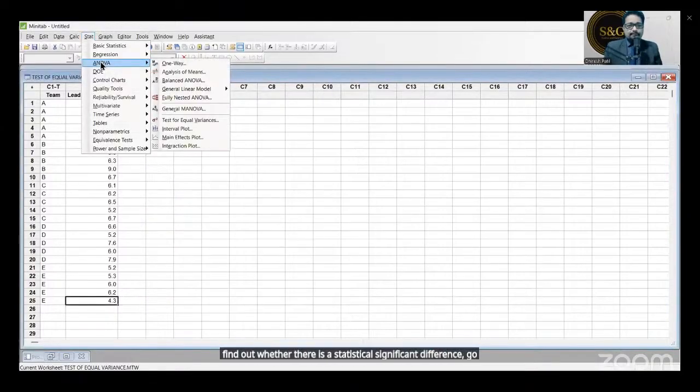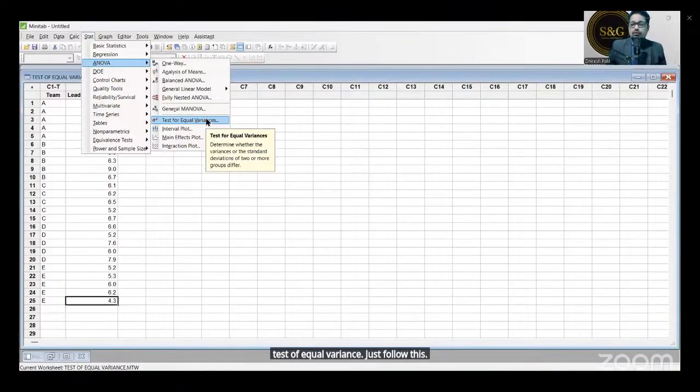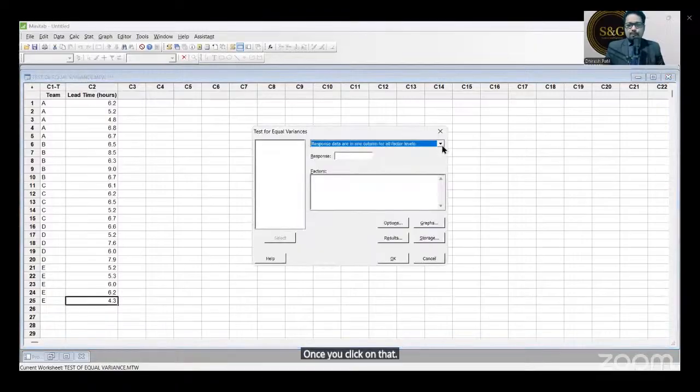Go to Stat, ANOVA, Test of Equal Variances. Just follow this. Stat, ANOVA, Test of Equal Variances. Stat, ANOVA, Test of Equal Variances. Once you click on that, in the response, the response is our lead time and our factor is the team, which is A, B, C, D. And click on OK.